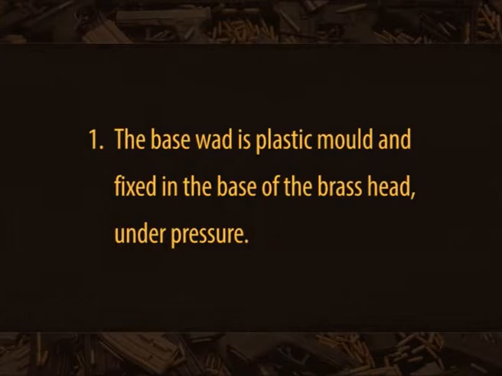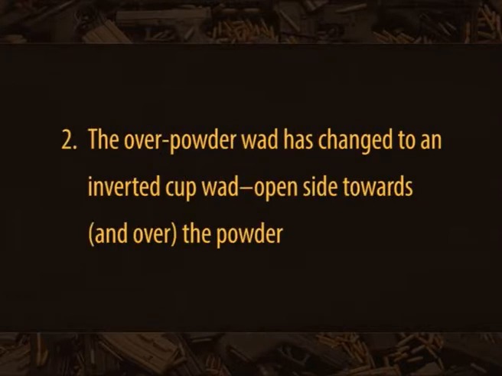The base wad is a plastic mold and fixed in the base of the brass head under pressure. The overpowder wad has changed to an inverted cup wad, open side towards and over the powder, so that when the gases are formed, the lip, the open round edge of the cup, is pressed with pressure against the barrel and thus it seals the bore. It prevents the escape of gases from the sides.